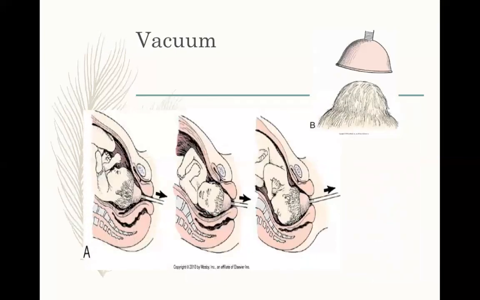So this is what the vacuum looks like. The vacuum, in all honesty, takes a little less skill for the provider than forceps do. Forceps are an art; the vacuum you just kind of put on. The placement is very important, but it's not quite as skill-based as the forceps. Some of the same risks are there, though. So you can see it kind of suctions the baby's head.